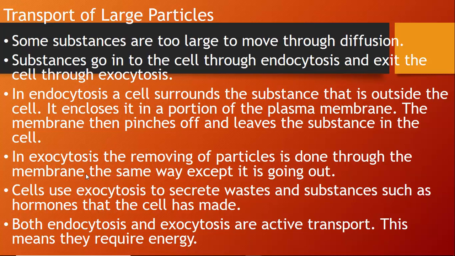Now, both endocytosis and exocytosis are active transport. This means they require energy. So with active transport, we have things moving from low to high concentration, moving against the concentration gradient. That requires energy, ATP, adenosine triphosphate, which is a fancy way of saying energy. Endo and exocytosis are an example of that.